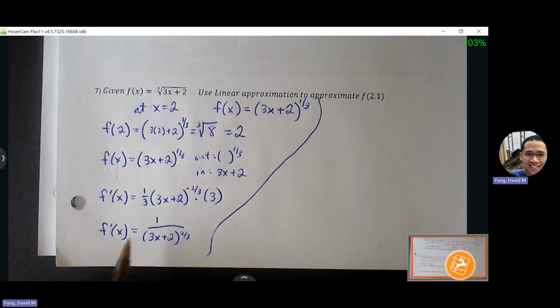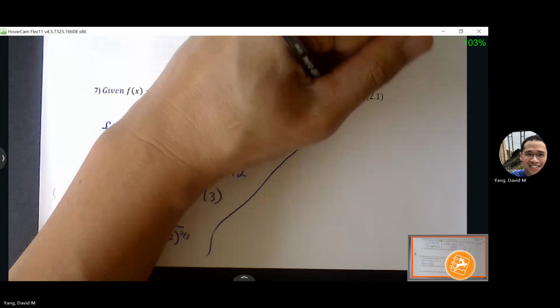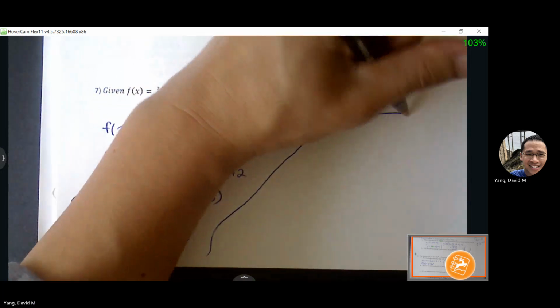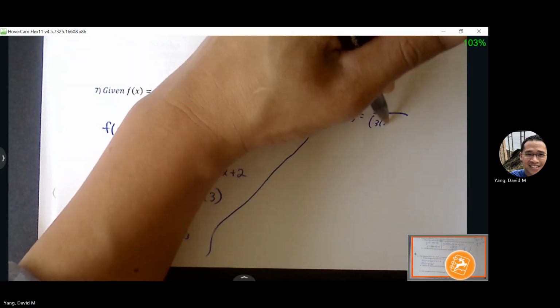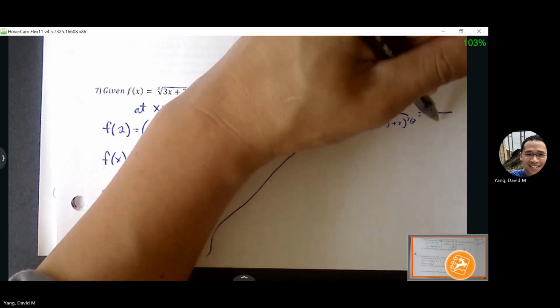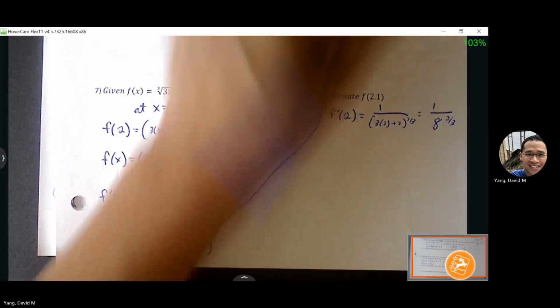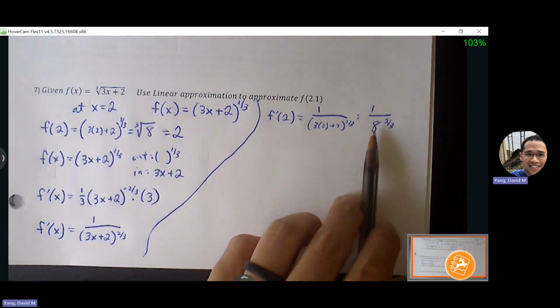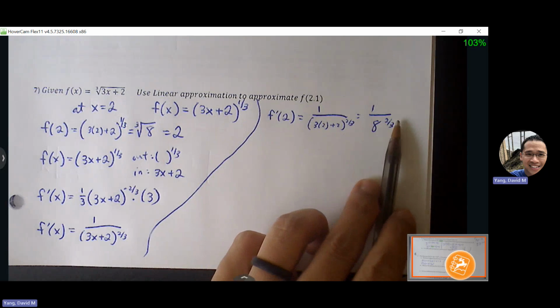Now that I have my derivative, I can find my what? Slope, plug in what? 2. Okay, 1/8 to the 2/3. You can plug this in the calculator.